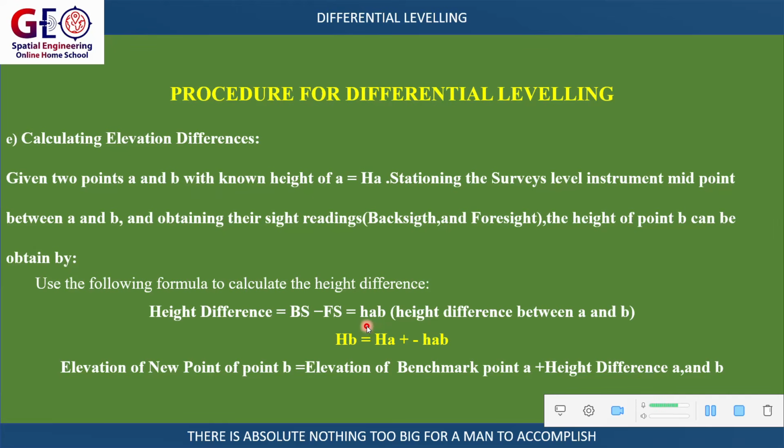If we know the height of A, we can calculate the height of B, which is equal to the height of A plus or minus the height difference AB. This plus or minus simply means that when we take backsight minus foresight, we can have either a negative value or a positive value.